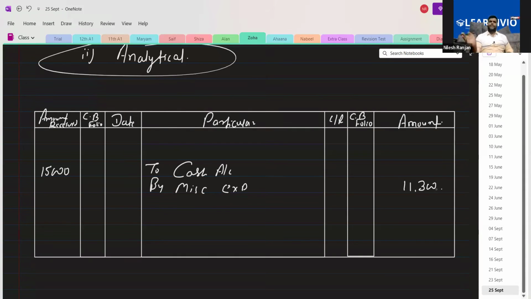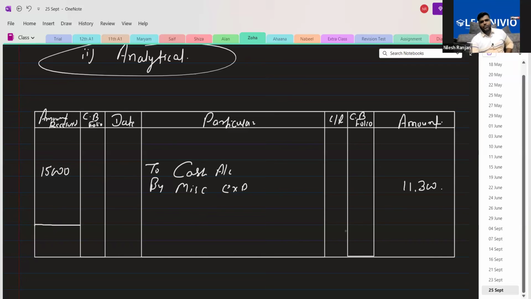Okay, there are so many expenses. I have written miscellaneous expenses. It doesn't mean that in every question you will write miscellaneous expenses. You have to write different expense names and their amounts separately. Is that clear? Yeah, it's clear. Okay. Now we will calculate total.